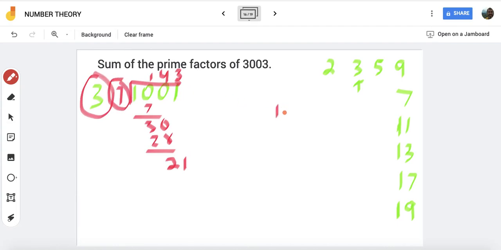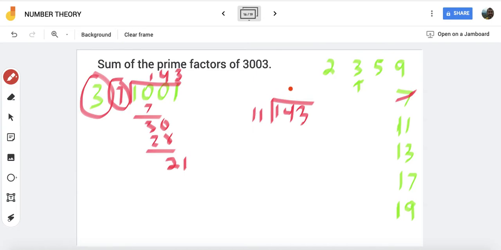143. Let's see if 7 can go in again. 7 goes into 14 twice, but then there's going to be a remainder of 3. So 7, I'm all done with 7. Let me try 11. So you do have 12 minutes to do the problems, and if you have the time, you can just figure this out nice and easy.